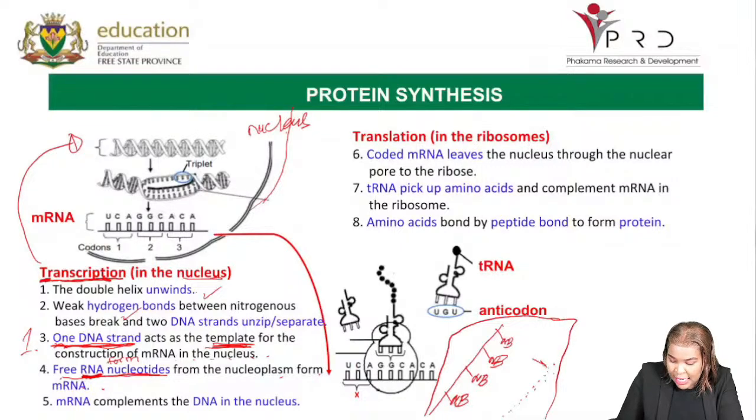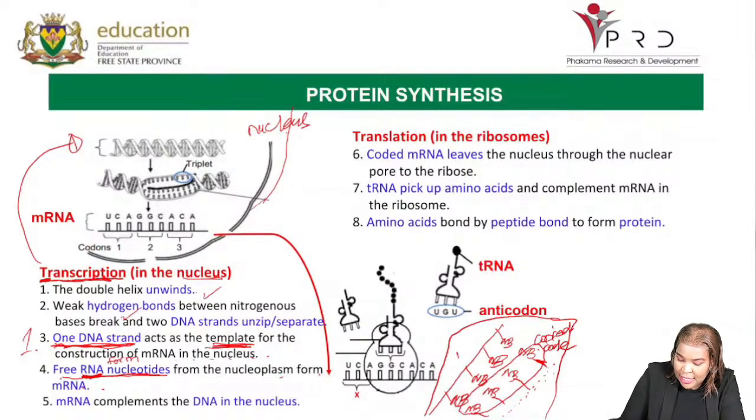mRNA, this nitrogenous base is going to be complementary to this one. This is going to be complementary to this one. This is going to be complementary to this one. This is going to be complementary to this one. Now, these ones, they have now done what? They have copied the code. They have now copied the code from the DNA strand. Now, they are now called what? mRNA. This new strand. So mRNA complements the DNA in the nucleus.